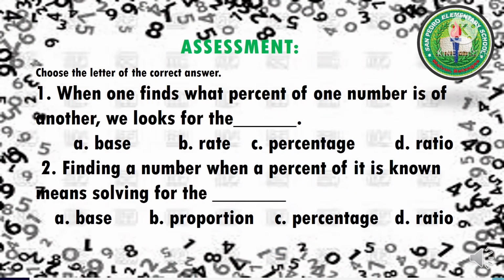Number 1, when one finds what percent of one number is of another, we look for the blank. A, base, B, rate, C, percentage, or D, ratio. Sige, sagutan nyo muna po yan sa inyong mga papel at mamaya natin malalaman ang sagot. Number 2, finding a number when a percent of it is known means solving for the blank. A, base, B, proportion, C, percentage, or D, ratio.